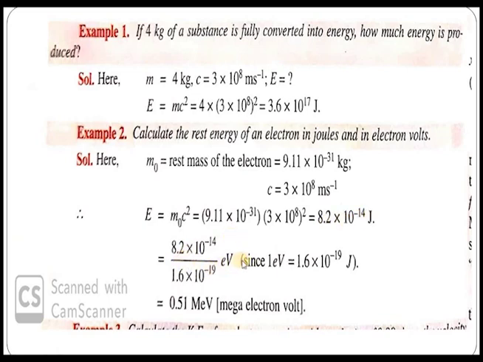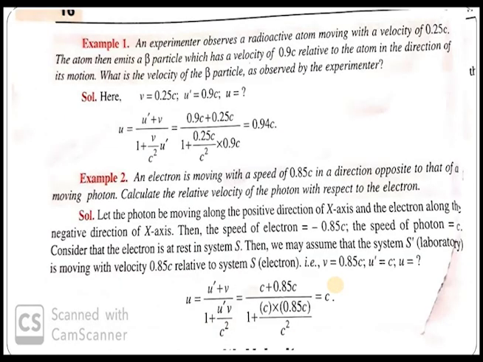To convert it into electron volts, we have to divide it by the charge of an electron, that is 1.6 × 10^-19. That is equal to 0.51 mega electron volts. So you got the energy in terms of joules as well as in terms of electron volts. You just write down these questions in your notebook.